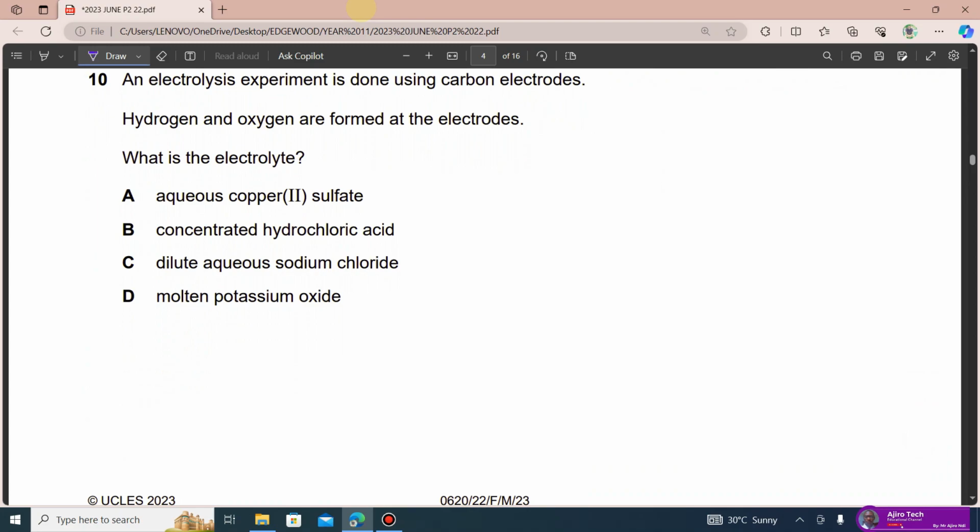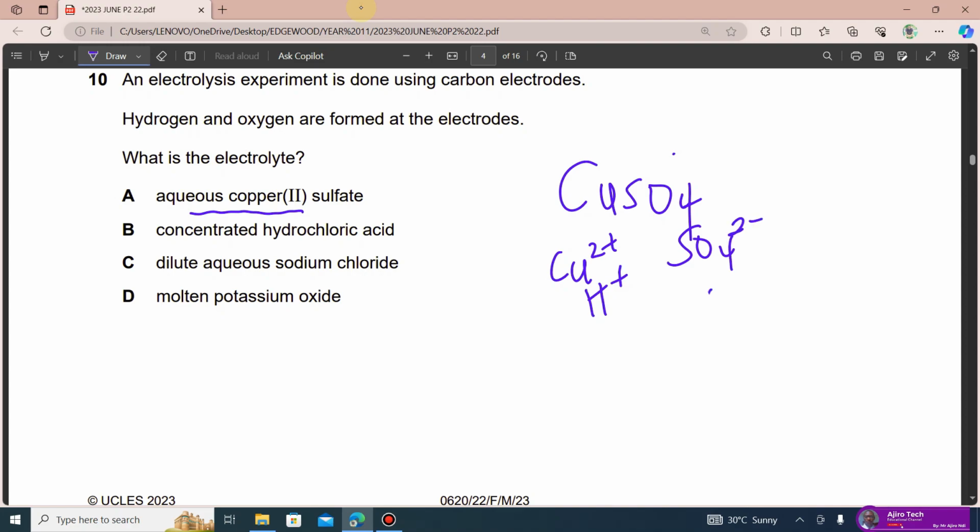Okay, if we move to question 10. An electrolysis experiment is done using carbon electrodes. Hydrogen and oxygen are formed at the electrodes. What is the electrolyte? For us to get the electrolyte, remember that we have different compounds here that can likely tell us what the electrolyte is. Let us begin with aqueous copper(II) sulfate. We are looking at the cations to be Cu2+ and H+, and then the anions to be SO4 2- and OH-.